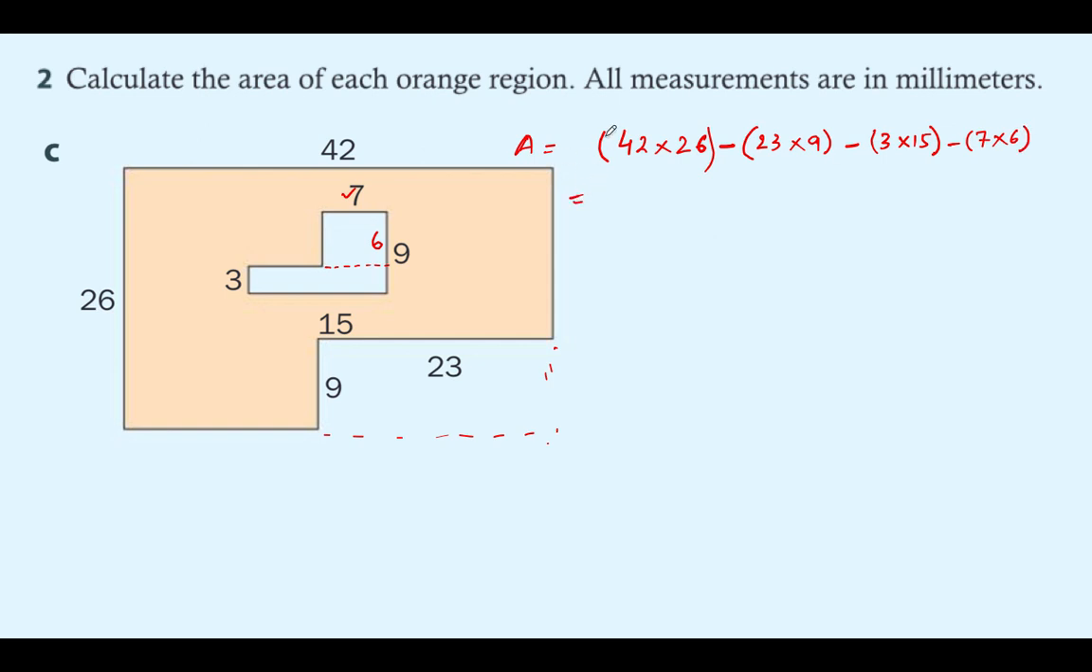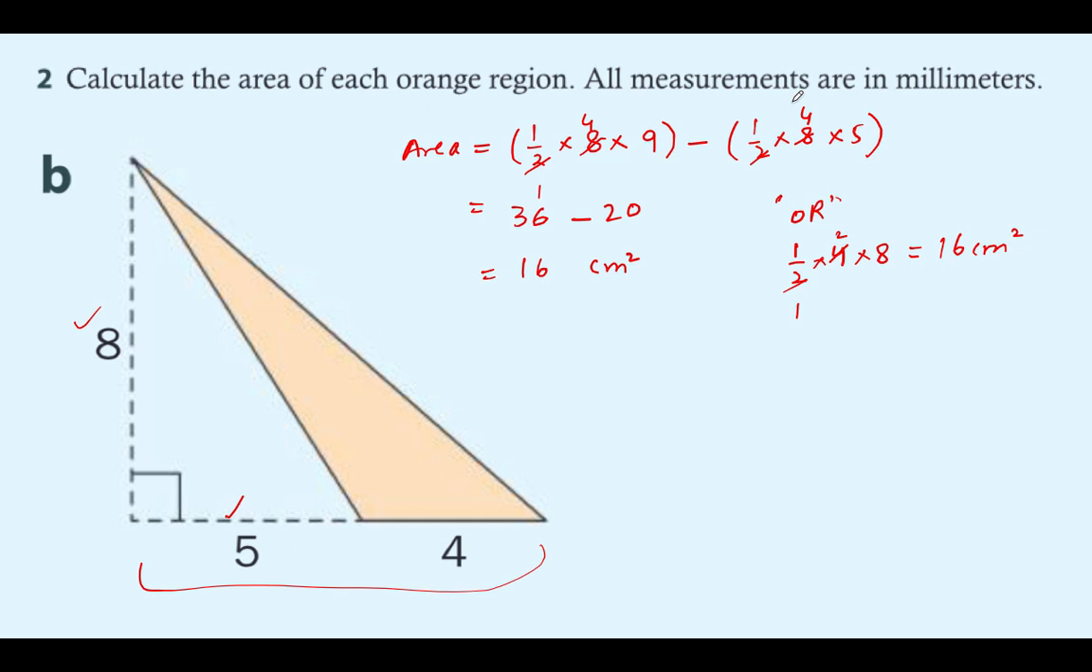So when we multiply 42 by 26 we get 1092. When we multiply 23 by 9 we get 207. 3 by 15 is 45 and 7 by 6 is 42. So when we subtract these three values from 1092 we get 798 millimeters squared, because it says all measurements are in millimeters. I guess I made the same mistake in the last question. That should be millimeters squared.